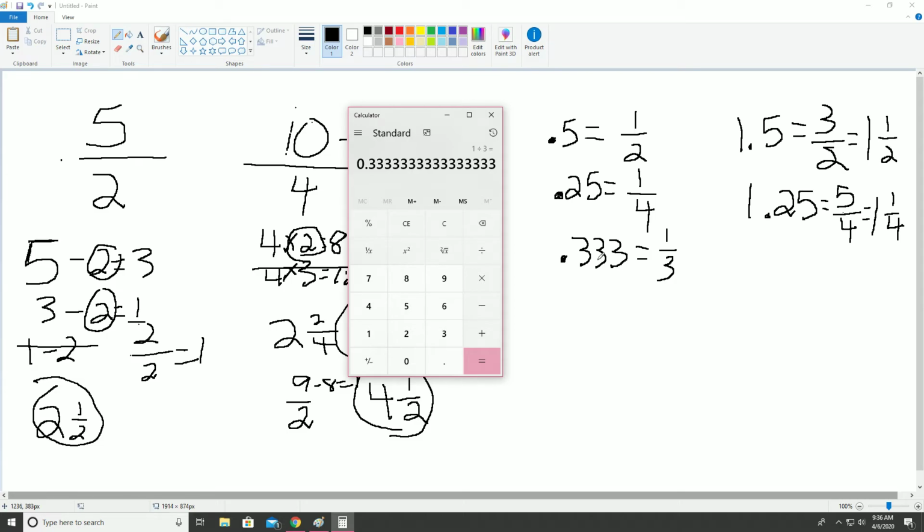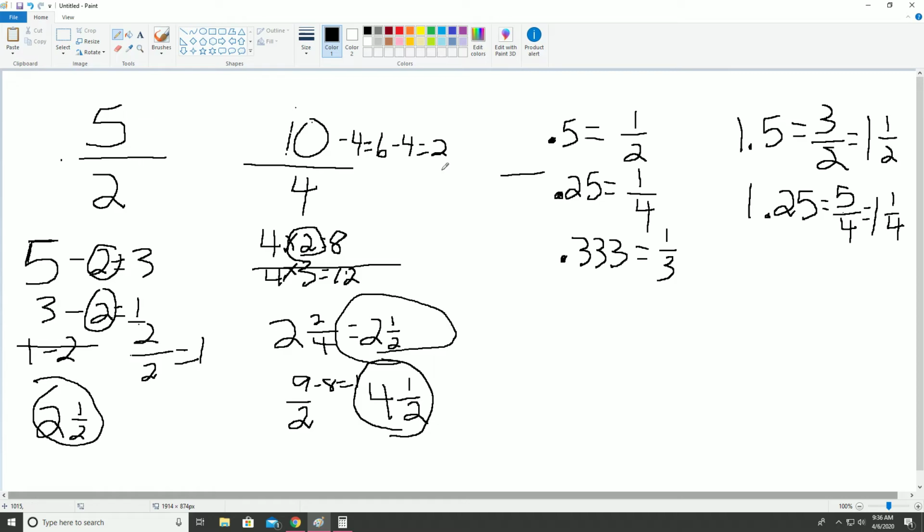So if you like working with decimals better and you don't want to turn these improper fractions into mixed numbers, you just want to go straight to your decimal because that's what you're more comfortable with, by all means, please do that. Here is also an example of, so if I have 1.5, this would be what 1.5 could look like as a fraction, and this would also be what it would look like as a mixed number.